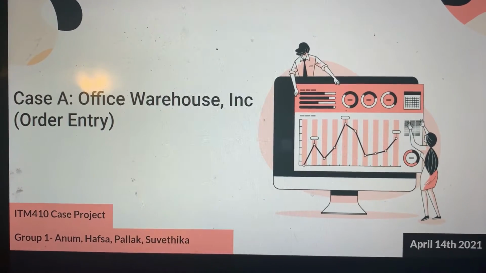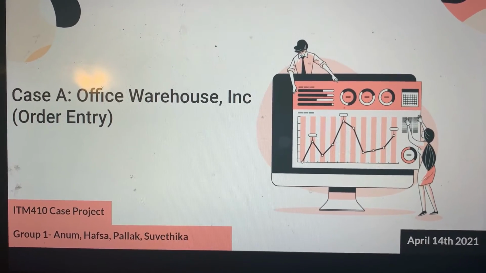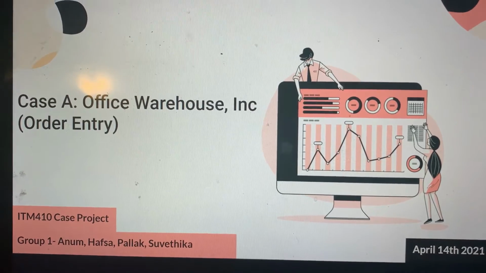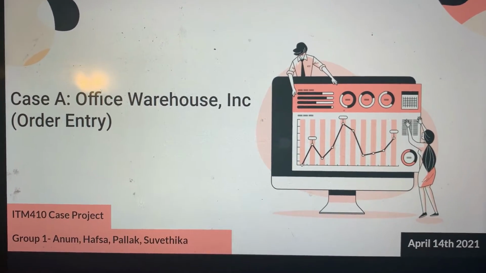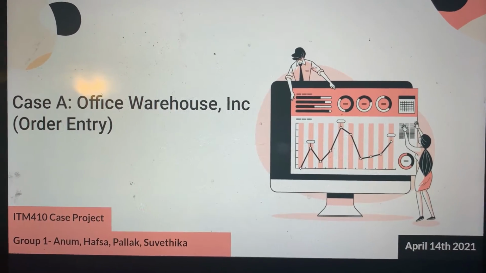We'll be presenting Case A, Office Warehouse Inc. for the order entry scenario. In my group, we have Anum, Hafsa, myself, Pallak, and Suvethika, and we can't wait to share our findings today.